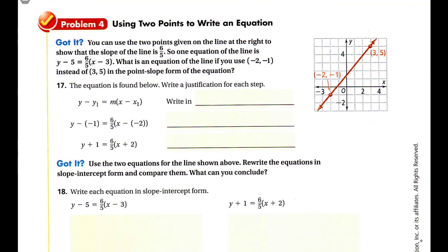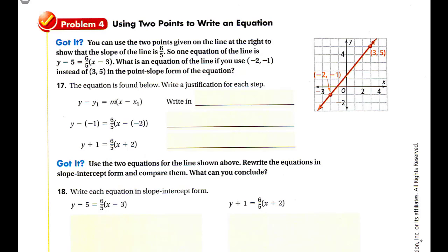With problem number 4, we're going to use the point-slope form of a line. And the point-slope form of a line comes in handy when we know either the slope and a point, or if we know 2 points and we can calculate the slope from those 2 points, and then we can pick either one of those points and write the equation.